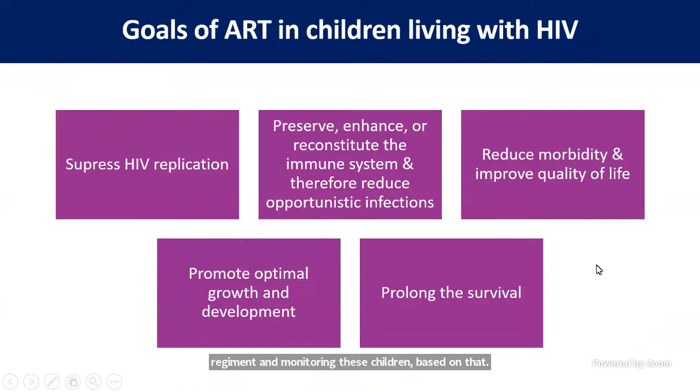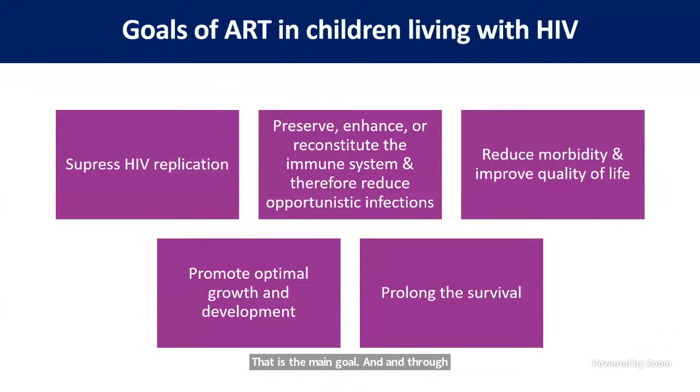So now, to get into the real issues today, let's know what the goals of any antiretroviral therapy are, whether in children or in adults. The goals are the same. What is the goal we intend to achieve through antiretroviral therapy? The first goal is to suppress the viral replication completely. That is the main goal, and through that we can achieve a lot of things.